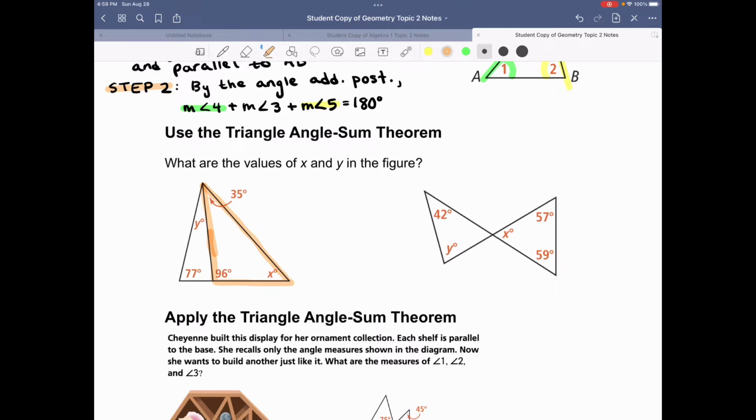All right, if you can see, we have x degrees plus 96 degrees plus 35 degrees is going to equal 180 degrees because all the angles in the triangle add up to 180. Now we can solve for x. We can just take 180 and minus the 96 and the 35 degrees. When we do that, we find that x equals 49 degrees. But we also need to solve for y.